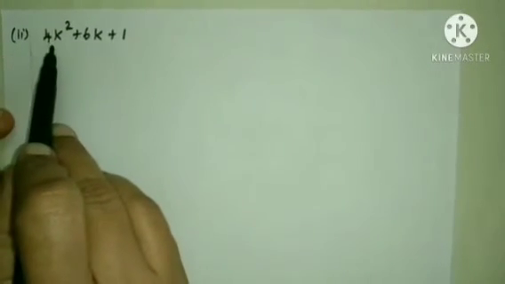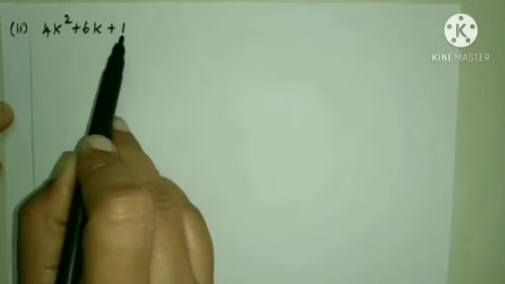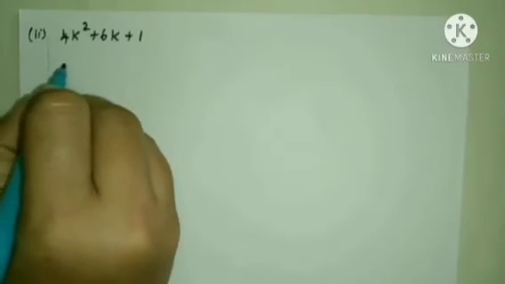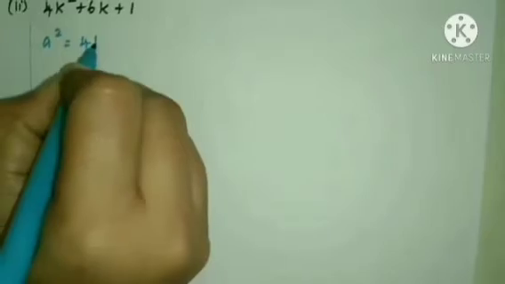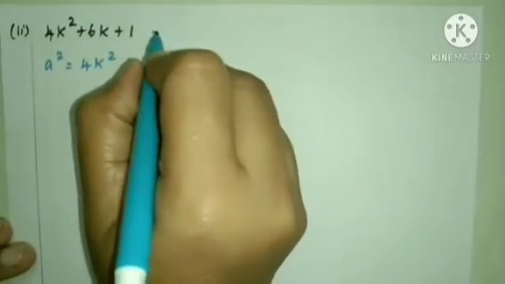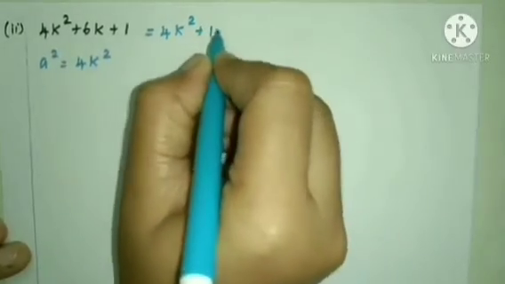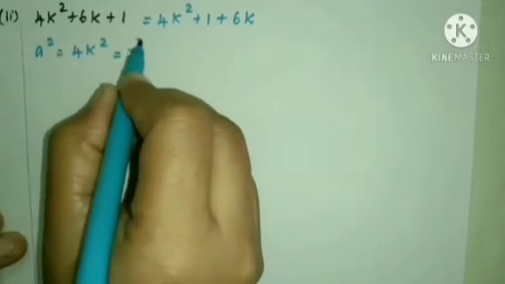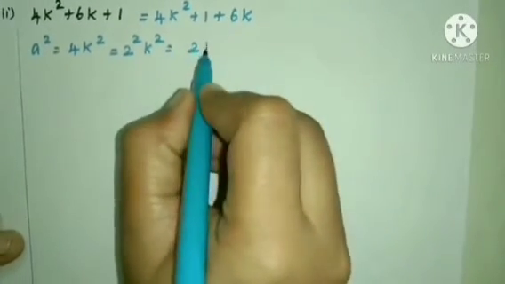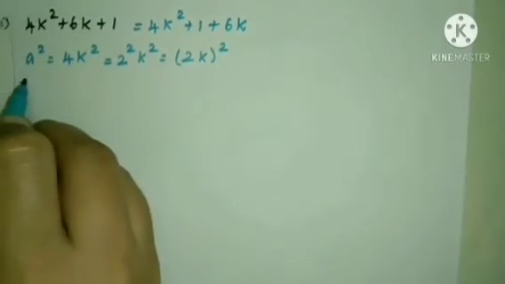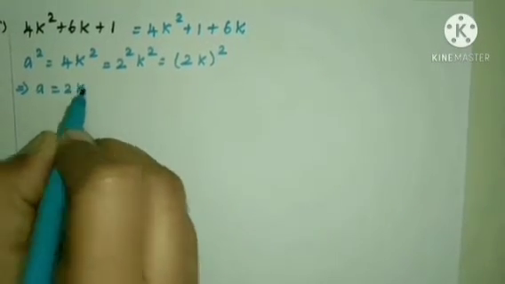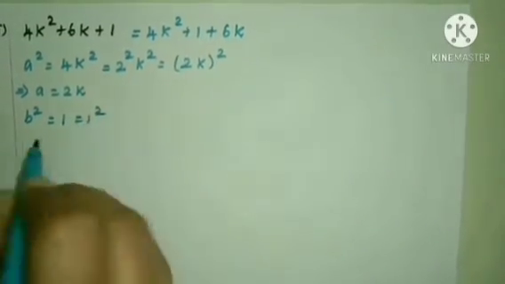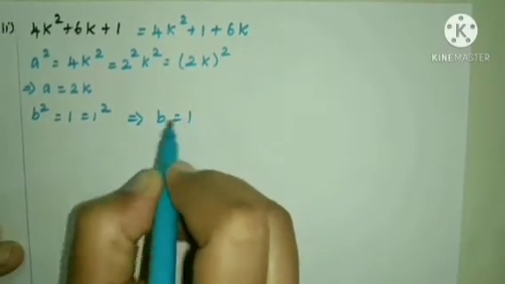Next question is 4k square plus 6k plus 1. Now, you have to check whether it is a perfect square or not. Here, what is the first term? Here, a square is 4k square. It can be written as 4k square plus 1 plus 6k. A square is 4k square, that is 2 square k square, that is (2k) the whole square. This implies here a is 2k. Then b square is 1, that is 1 square. This implies b is 1.